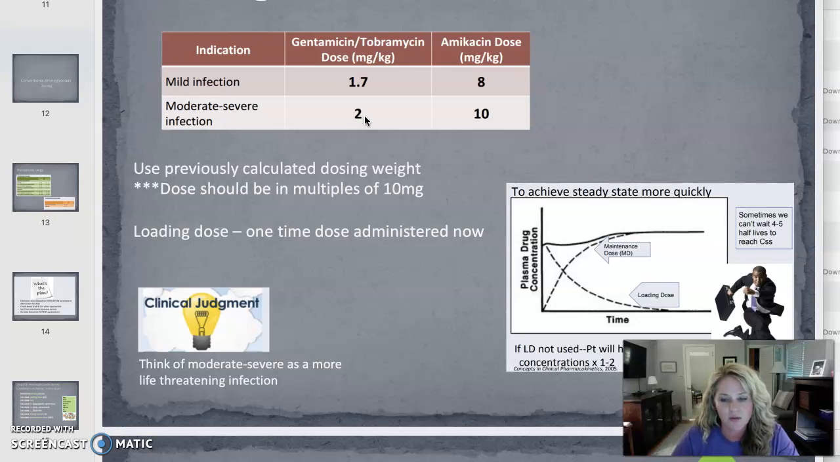We do a loading dose to try to get that level up quicker, so we don't have to wait for 4 half-lives before we're therapeutic. Okay, so we use a load to get that plasma concentration up to an acceptable level a little bit higher.